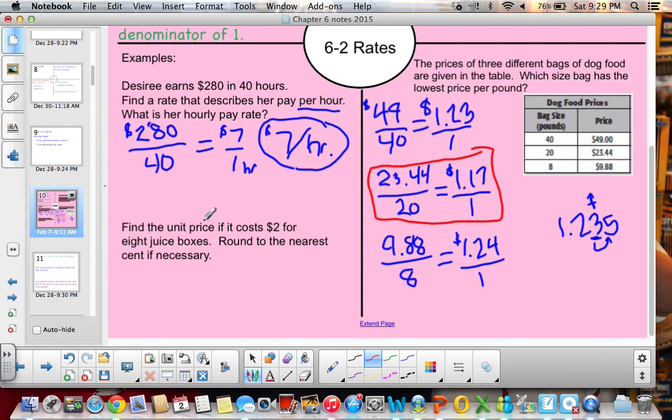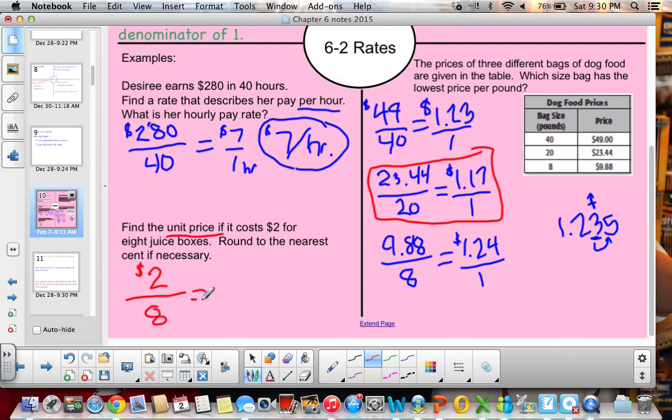Alright, find the unit price if it costs $2 for 8 juice boxes. Round to the nearest cent if necessary. So we have $2. Sometimes it's hard to figure out which goes on top in word problems. It's not always the first number that's going to be on the top. Usually it is, but you have to think, well, we're doing money per juice box. We want to find the unit price, so how much it is for one juice box. That's how I determine which goes on the bottom.